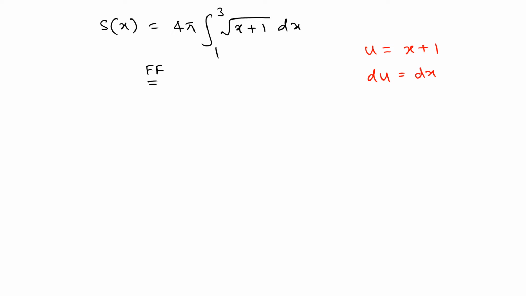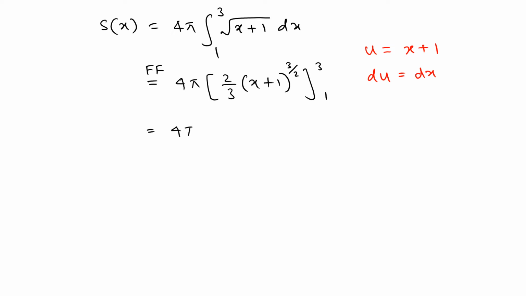So if you do that, you're going to get 4 pi. You can see this is x plus 1 to the 1/2 power, so you're going to add 1, so that's going to be 2/3 (x plus 1) to the 3/2, evaluated at 3 and 1. This is very clear, but if you use a u substitution, you will simply end up with that. So you really don't need that. You have shortcuts now. So we have 4 pi.